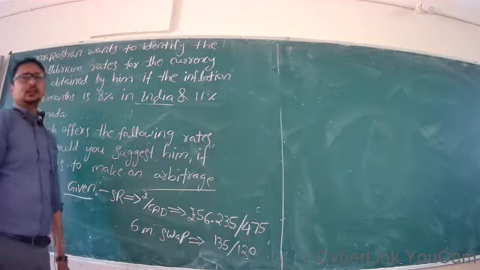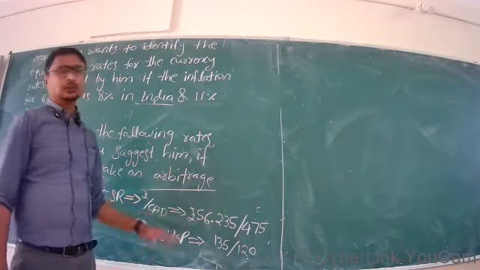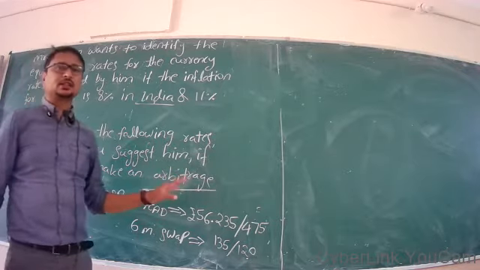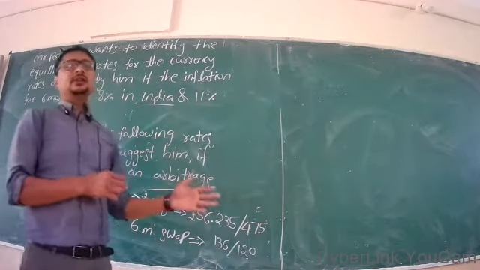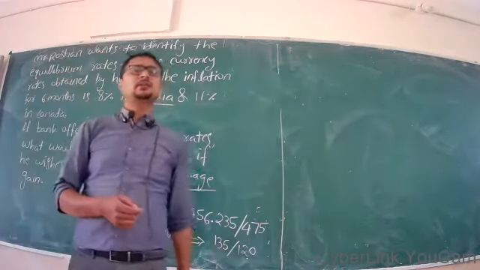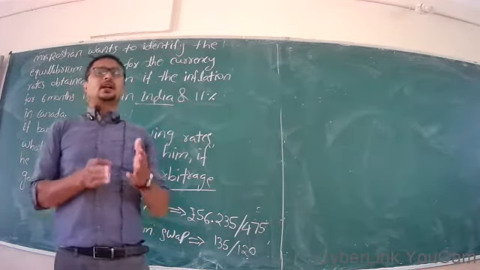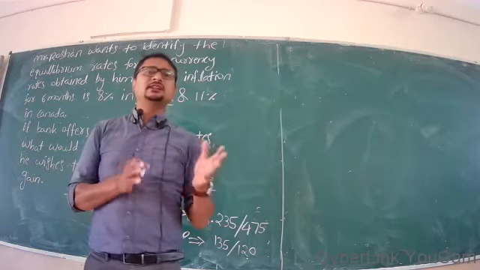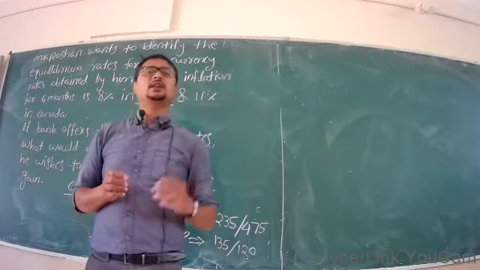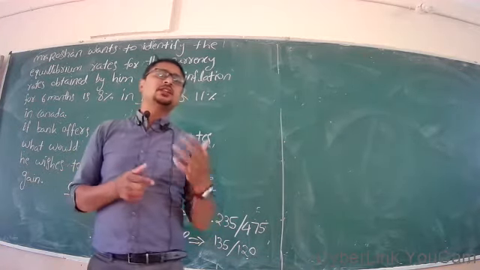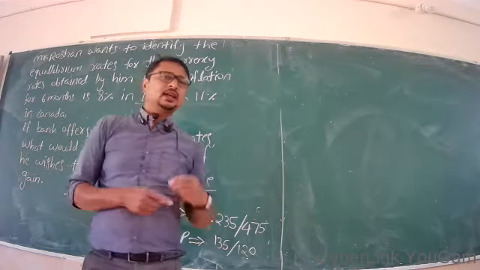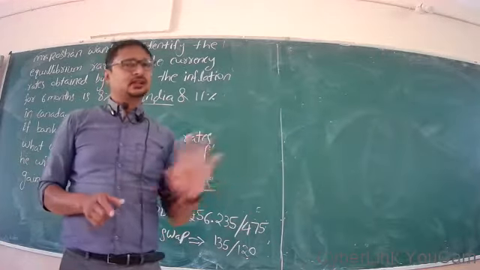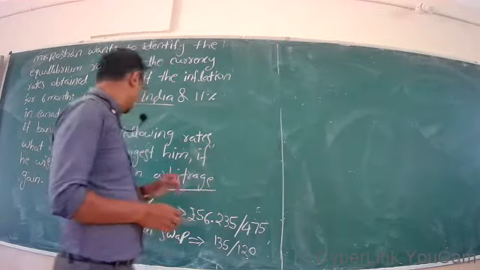If the bank offers the following rates, what would you suggest to him if he wishes to make an arbitrage gain? In the next few classes we will discuss this topic in detail. Arbitrage is buying in one market and selling in another market. Usually buying a currency or a commodity at a lower rate in one market and selling the same currency in another market at a higher rate. That's how we make arbitrage gain. You need to remember that.